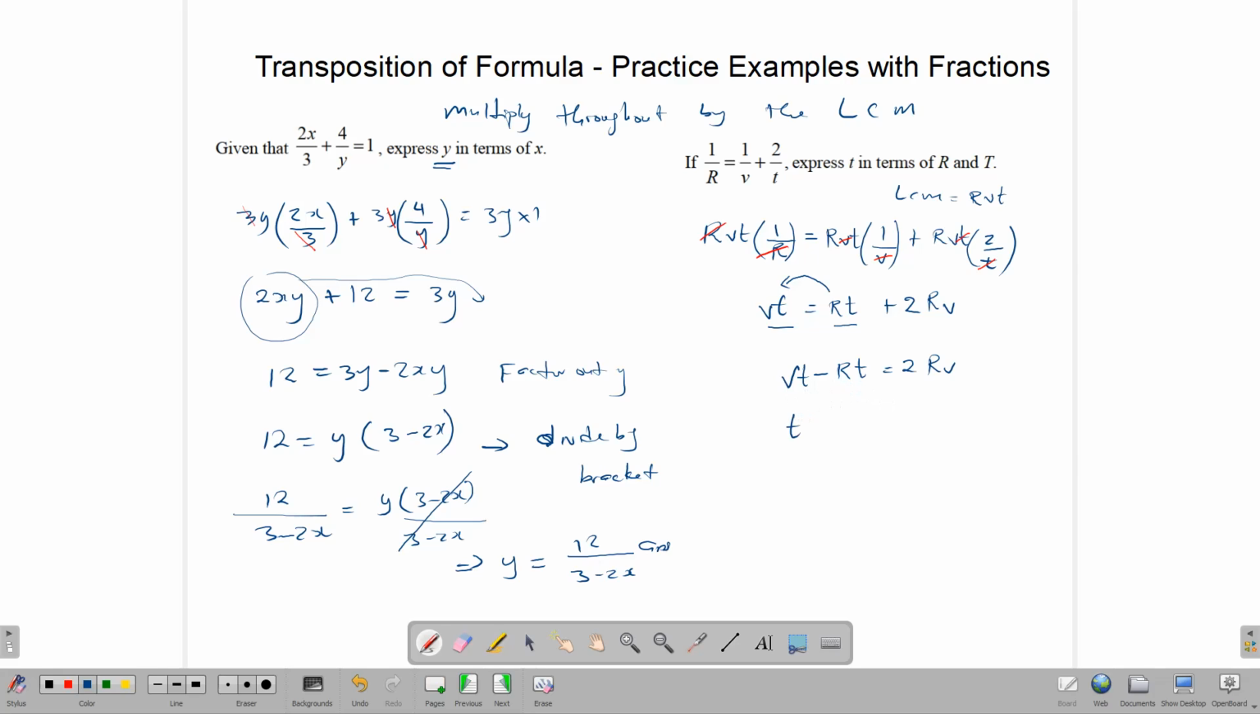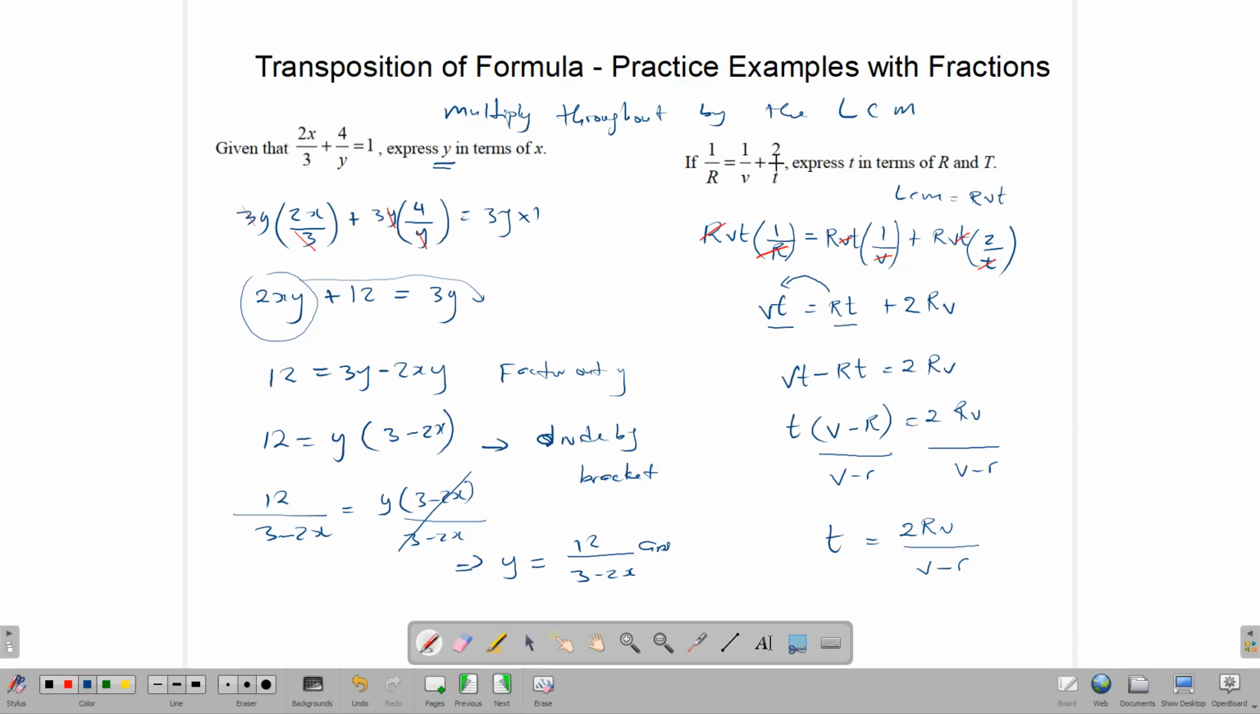So we take our t, open a bracket, Vt divided by t gives us V, and RT divided by t gives us R. That is equal to 2RV. Now we can finish our question by dividing by the bracket. Dividing by the bracket, v minus r, gives us t is equal to 2rv over v minus r. And that is how we express t in terms of r and big T.